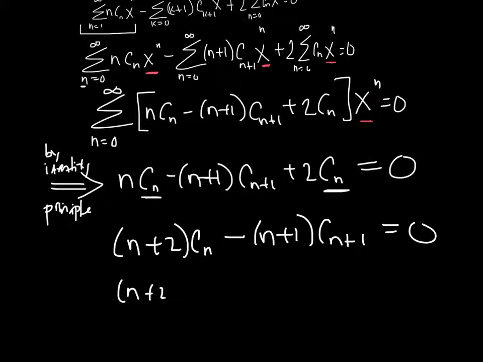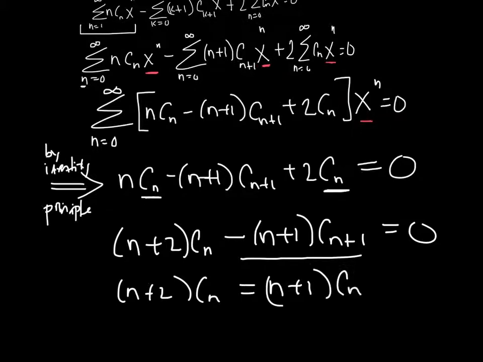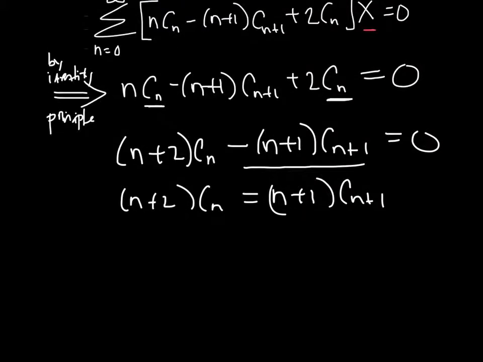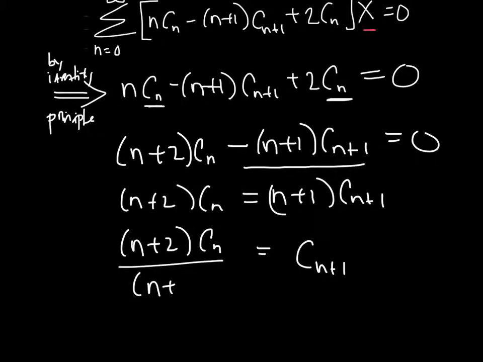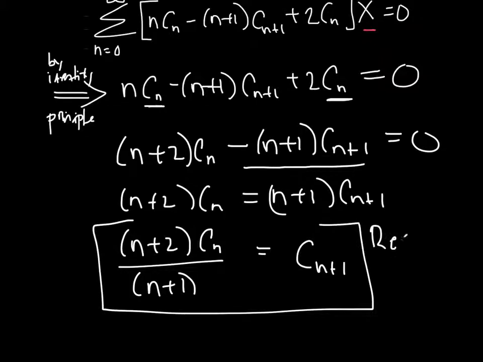Next part. I'm going to add this guy to both sides, n plus 1, cn plus 1. Ooh, this is looking very nice. Let's solve for cn plus 1. Well, cn plus 1 is n plus 2 cn all over n plus 1. So this is our recurrence relation that we want to define. I'll go ahead and stop here because it's getting close to 10 minutes.